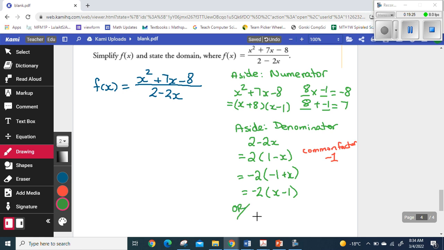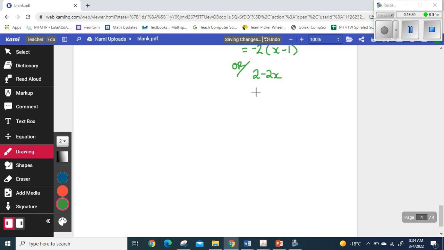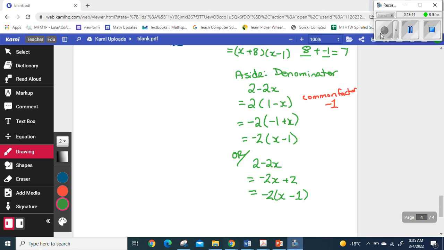We could have looked at that as 2 minus 2x. I could have just said, well, I'm going to write this in the order I'm used to. So negative 2x plus 2. And then I can see that I want to common factor out my negative 2. So I take that out. There's an x. Negative 2 goes into positive 2, just like that. Okay. So regardless of how we looked at it, we still end up where we wanted. So that's good.